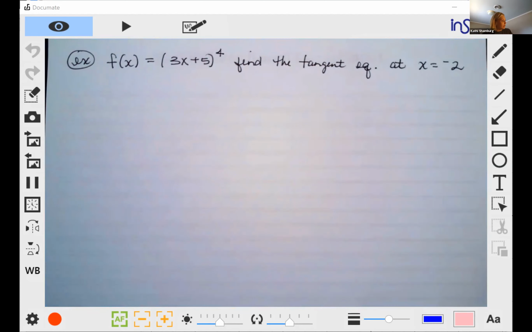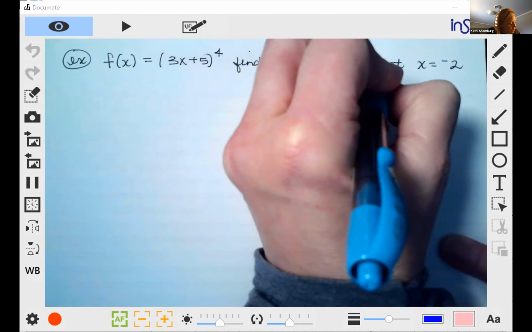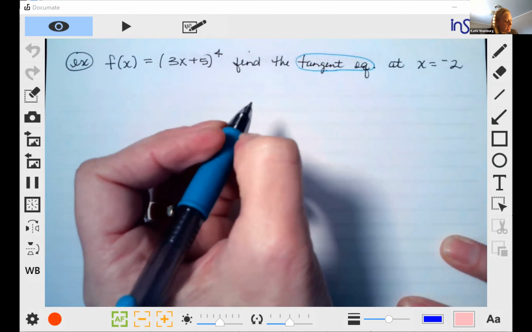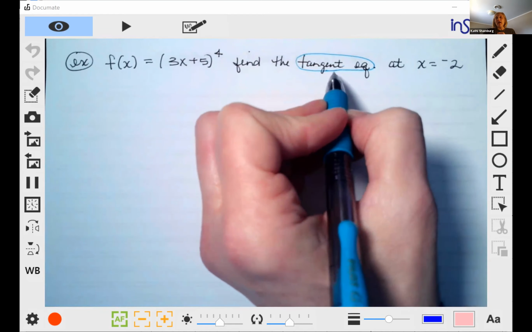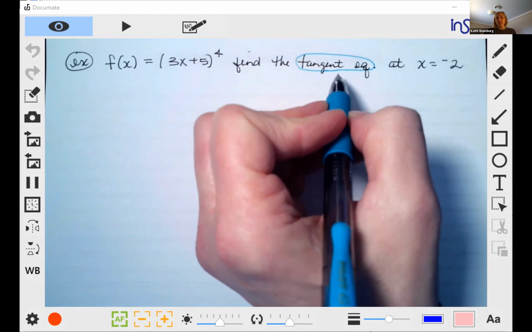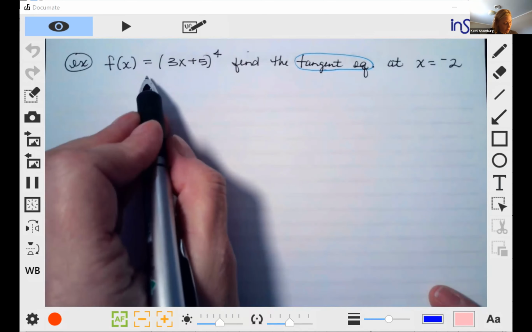Okay, so here's some things that we need to remember. Because it wants the tangent equation or the tangent line, we know that we are going to take the first derivative, but then we have to find that equation of a line. So we've done this before, but I wanted to do another example with applying this new derivative rule plus something that we have done in the past. So the first thing we're going to do is take the derivative of this.